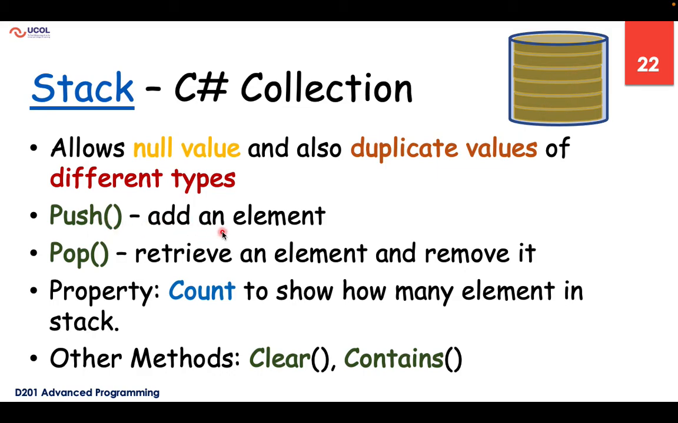Push is a method which helps us to add an element, and pop retrieves an element and removes it from the stack. Then we also have a property, Count, which will show us how many elements are present. Clear means that it will remove all the elements from that particular stack. Contains, if we want to see whether a specific element is present in the stack or not, so we can find it.